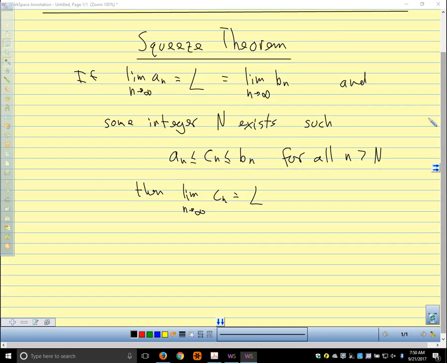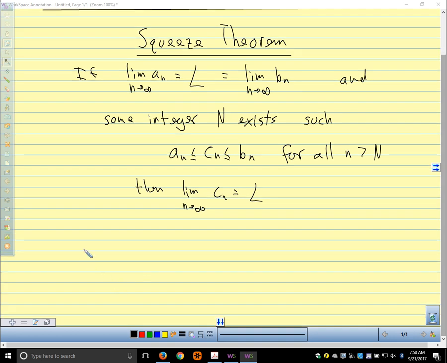And the way I think of this visually, and the reason we call it squeeze theorem, is the limit of the C sequence is squeezed between the limits of the A sequence and the B sequence. It doesn't have to look this way, but I think of something like this. I think of my A sequence being like this, and I'm going to connect these with a dotted line.